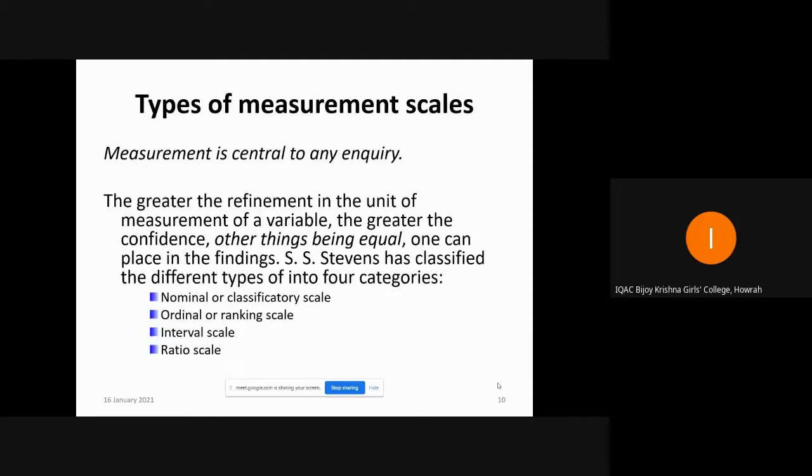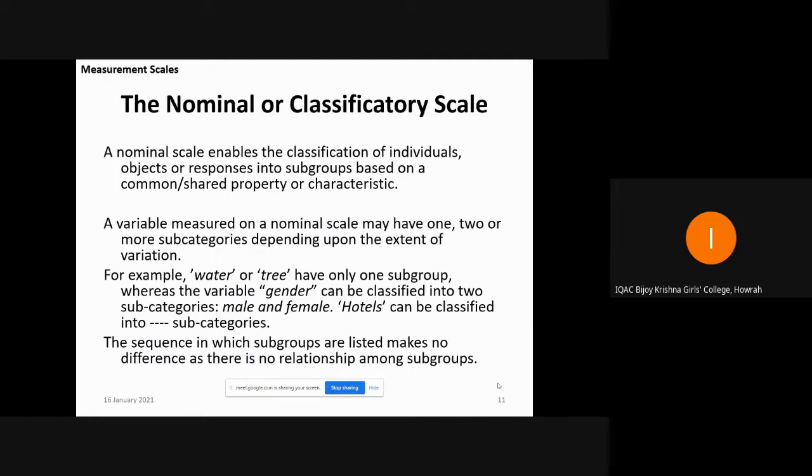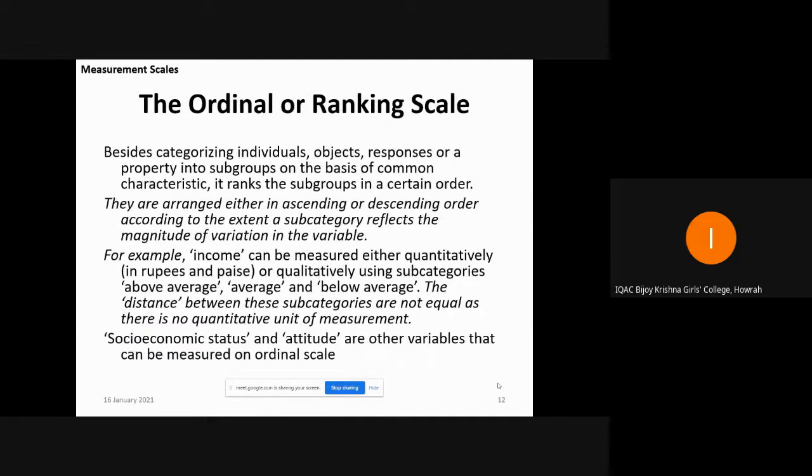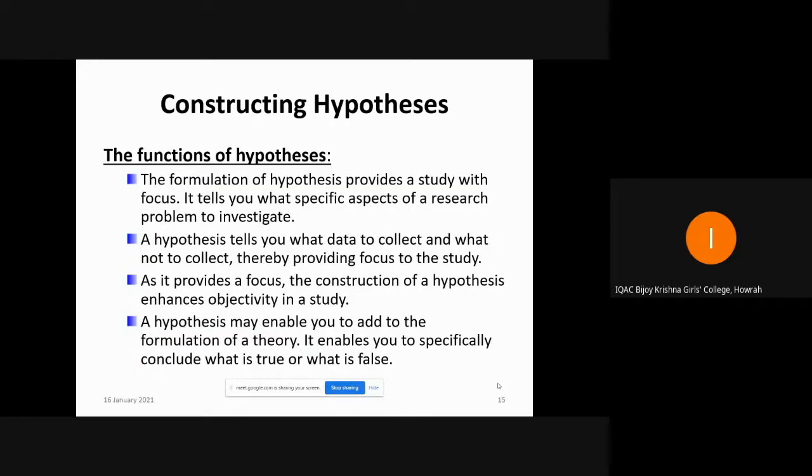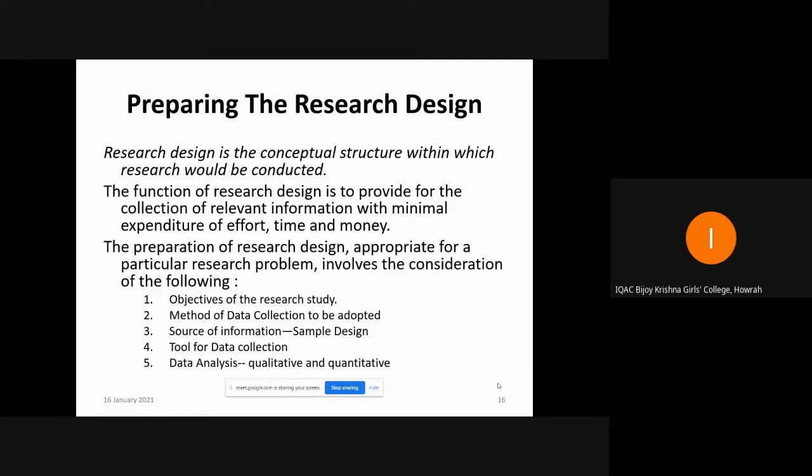I will explain this part in detail. There are types of measurement scales: nominal, ordinal, interval, and ratio scale. I will discuss them again later on. Then the function of hypothesis, which is a very, very important part of any kind of research. And preparing the research design, which was already explained by both professors, Professor Ashish Kumar Chattopadhyay and Professor Jadav Krishnadas. Research design is very important for both qualitative and quantitative research.